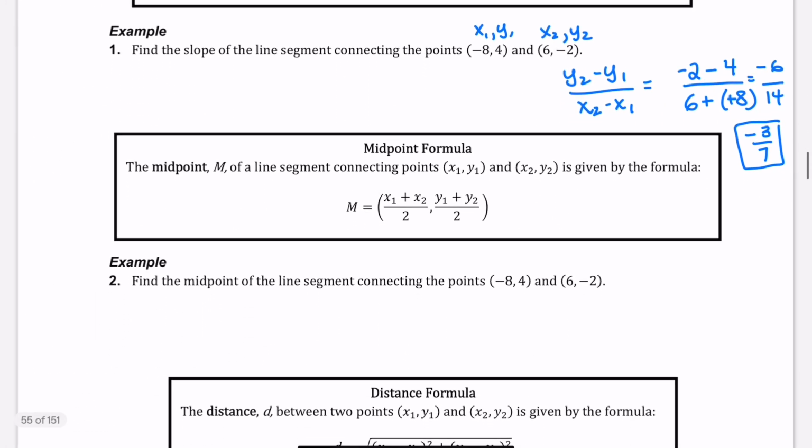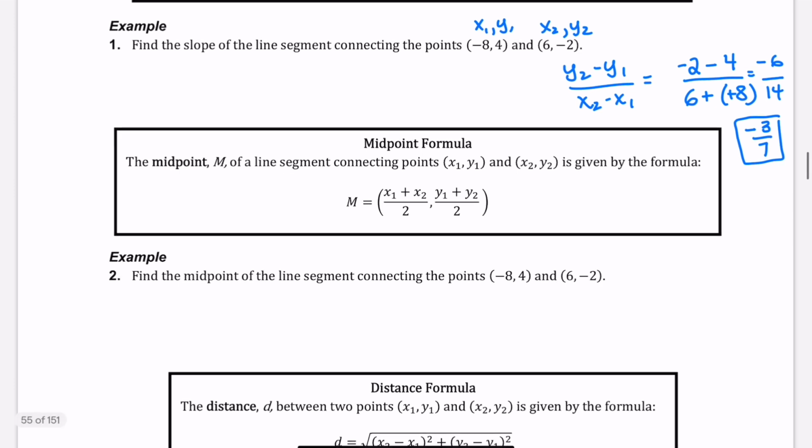Number 2, we're going to find the midpoint of 2 points. We have a formula: x1 plus x2 divided by 2 and y1 plus y2 divided by 2. So what's happening when we have the midpoint, we're finding the middle or the average of 2 points. When we find the average, we add up the numbers that we have and we divide by how many numbers there are. So if we have 2 points, we're going to divide by 2 to find the average.